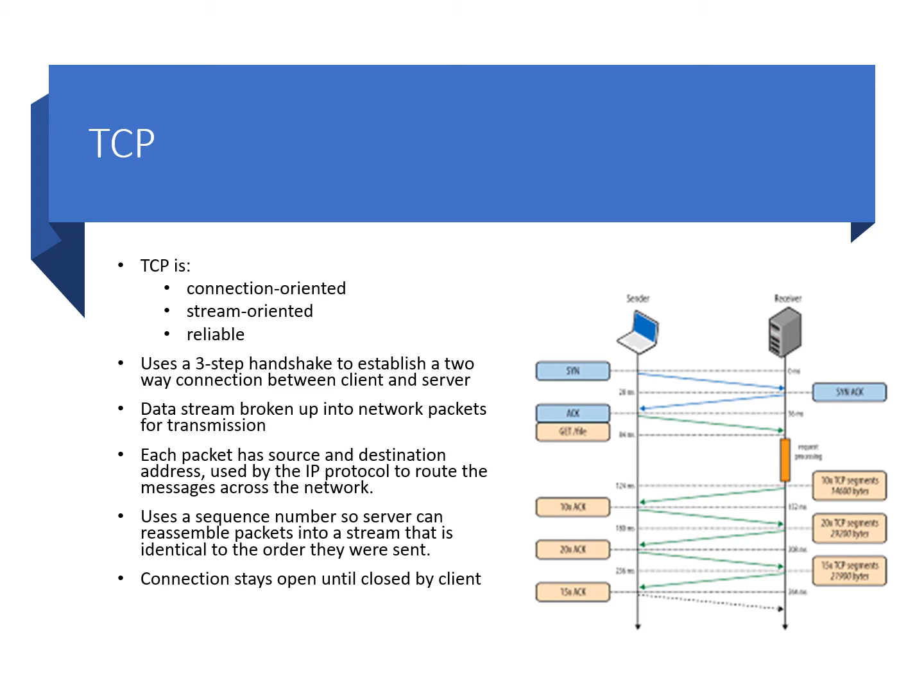This means the packets may not arrive at the server in the same order they are sent from the client. To solve this problem, TCP utilizes a sequence number, so the server can reassemble packets into a stream that is identical to the order that they were sent by the client.